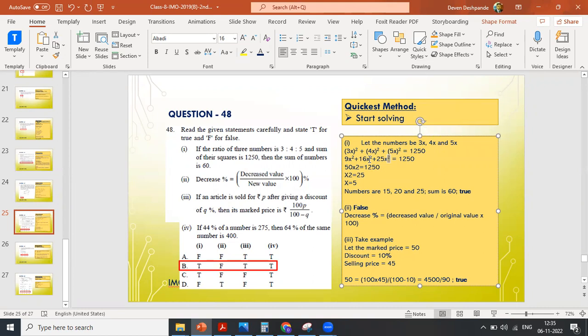9 plus 16 is 25. 25 plus 25 is 50, isn't it? So 50x square is 1250. So x square is 1250 upon 50, which is 25. So what is x? x is 5, isn't it?